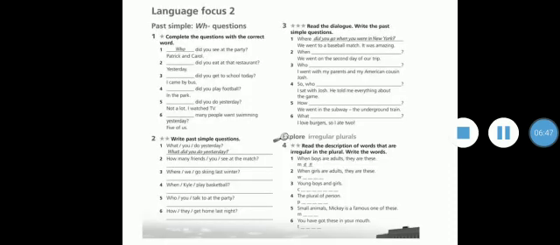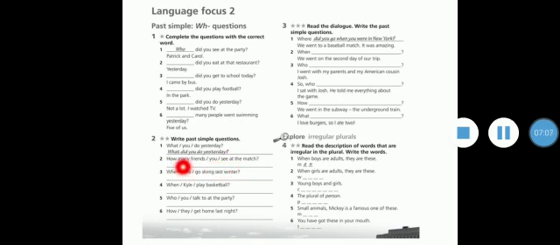Move to exercise number 2. Write past simple questions. So here you're going to use the words that you have here to form questions in the past simple. Number 1, what did you do yesterday? We're going to start with the WH word, then we're going to put did, then the subject you, then the verb in the infinitive case, then the complement, then a question mark. So what did you do yesterday?